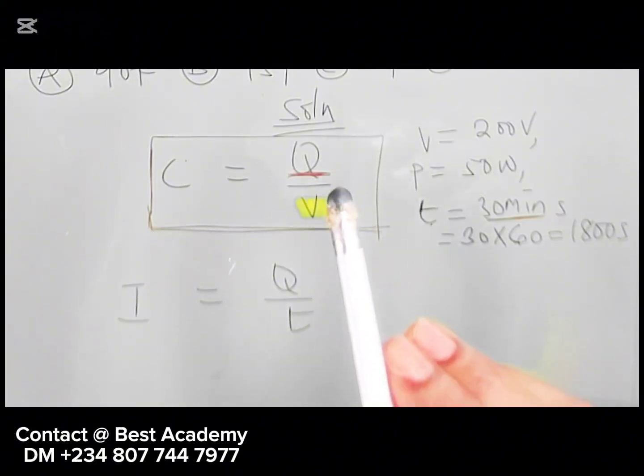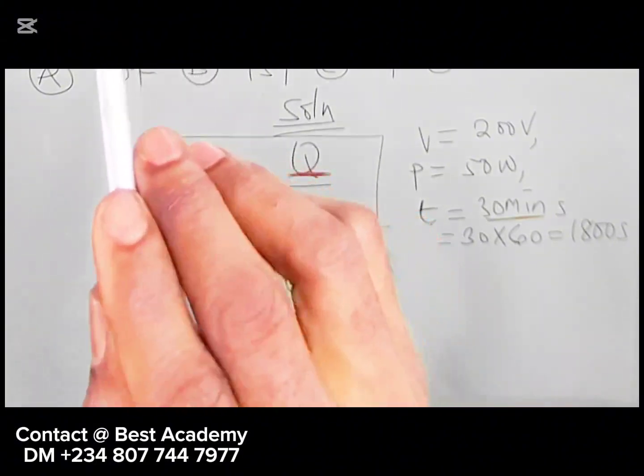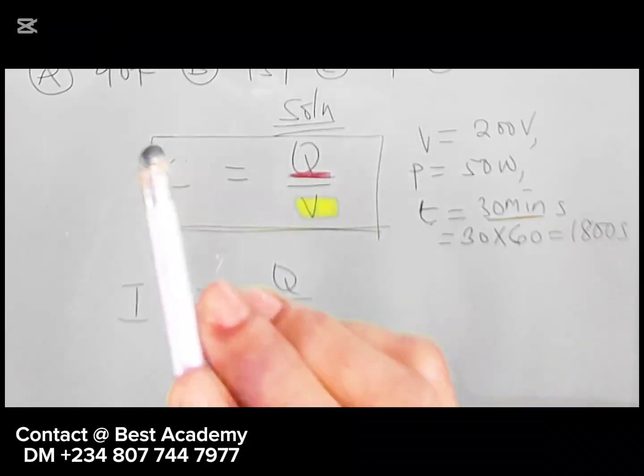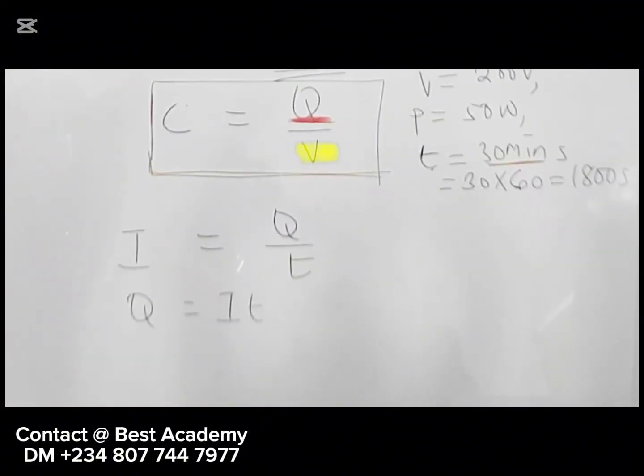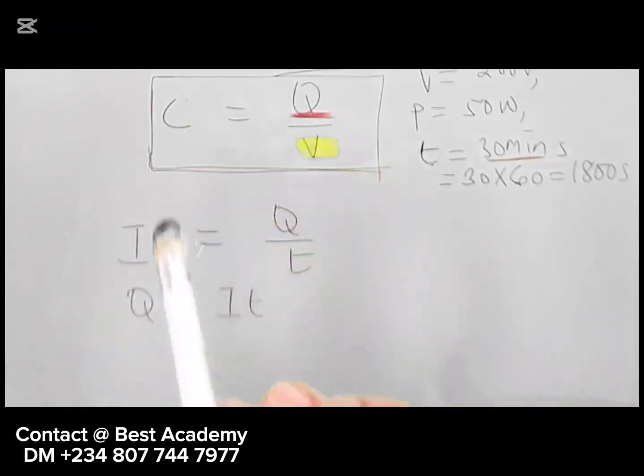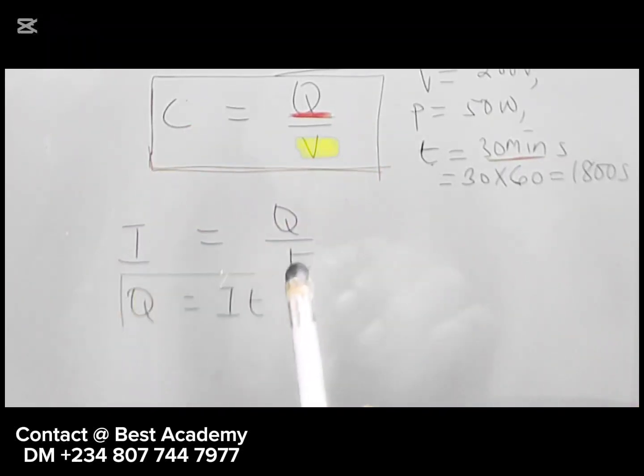Our intention here is to find Q. Making Q the subject, Q will be equal to IT. The next thing here, our I is not given to us from this particular formula. This is also a limitation again. So we look into the formula connecting with the parameter there.